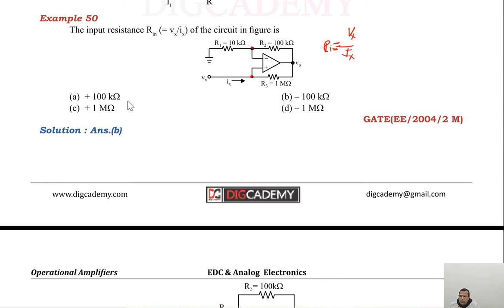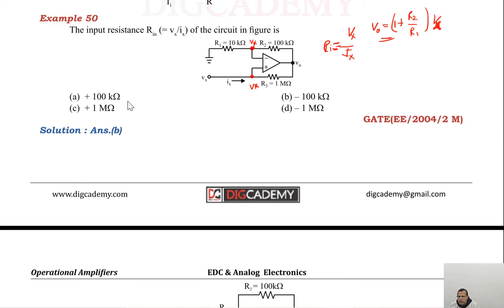What is the voltage at this node, the non-inverting terminal? That is Vx. Please see it carefully, this voltage is Vx here. So the voltage at this node will be equal to Vx. If it is Vx, what will be V naught? V naught will be equal to 1 plus R2 upon R1 into Vx. This is the output voltage for the non-inverting amplifier. By applying KCL at this node, you will get 1 plus R2 by R1 into Vx, right?